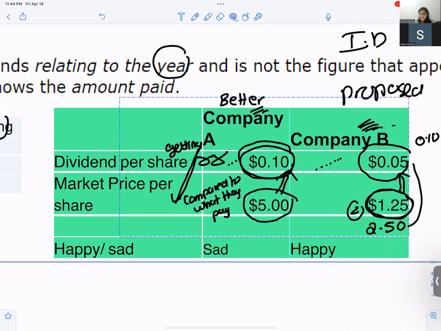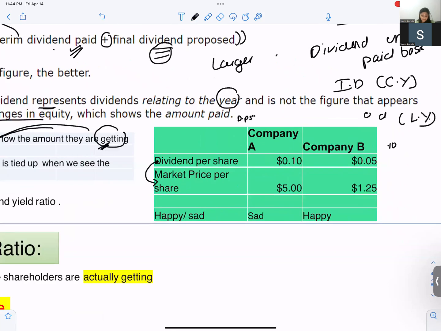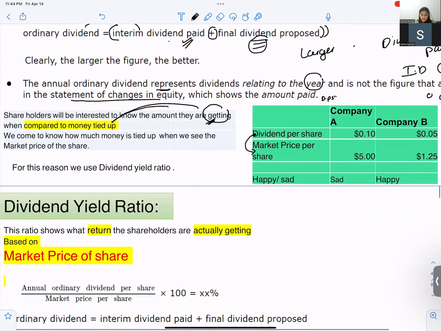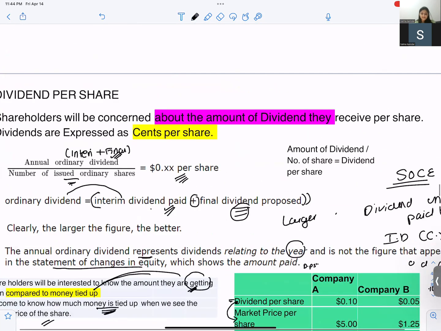So the shareholders will never be interested to know the dividend per share. They will be interested to know the dividend when compared to what they are paying. So we come to know how much money is tied up to get this dividend when we see the market price. And for this reason, we do not use the dividend per share, we use the dividend yield ratio.